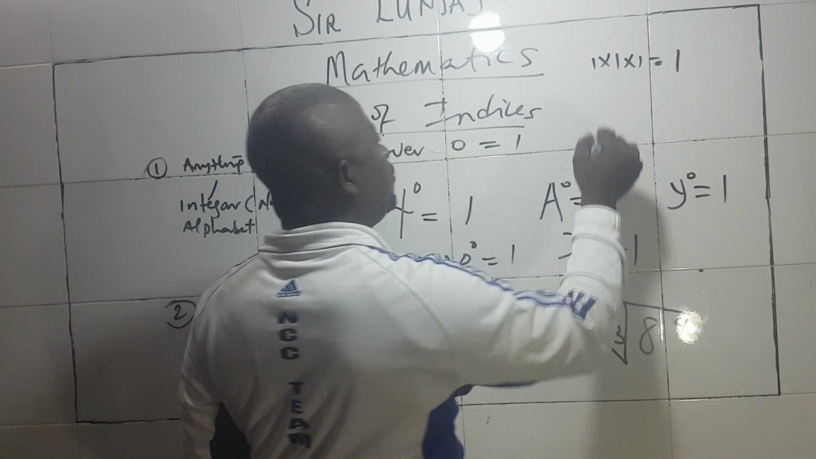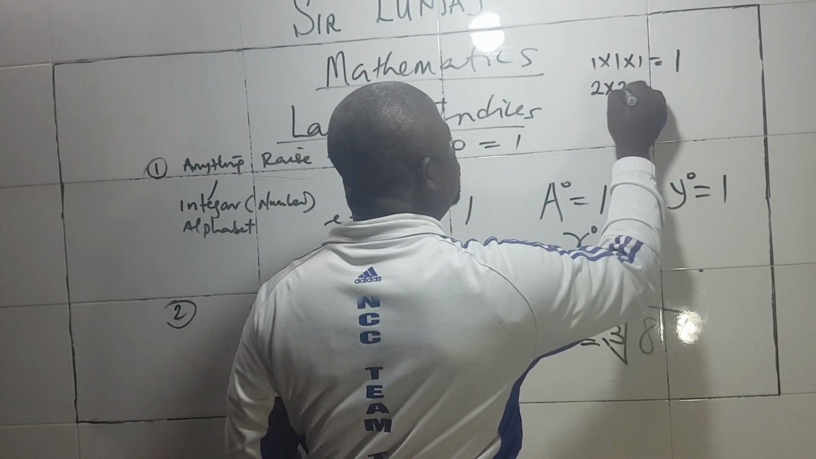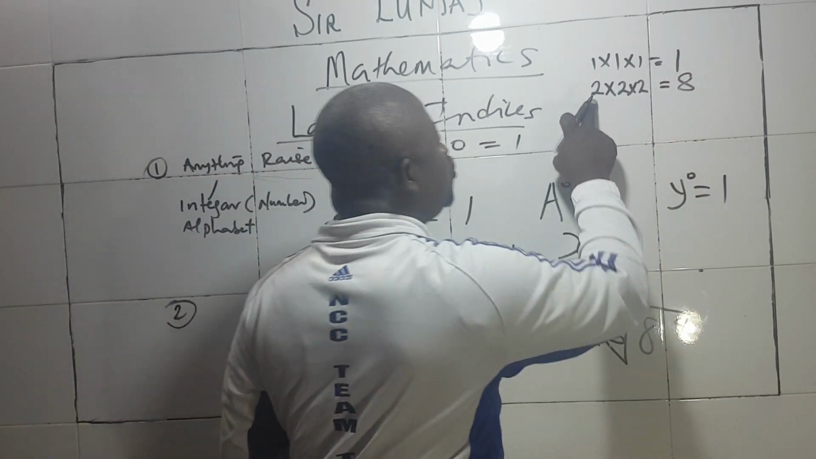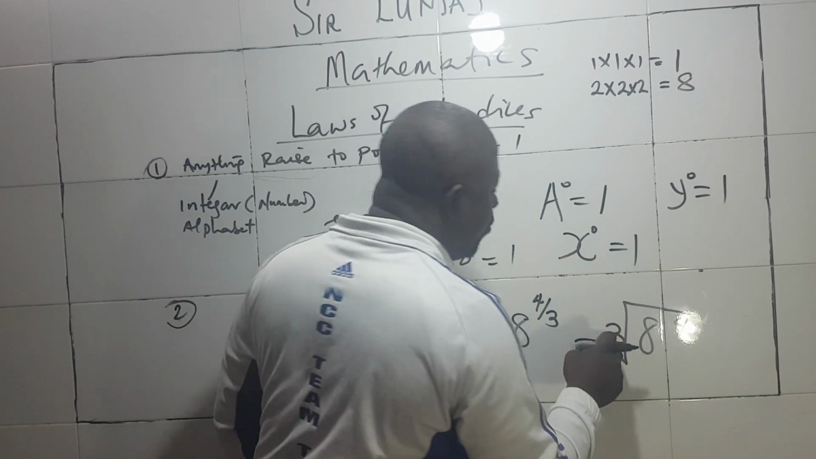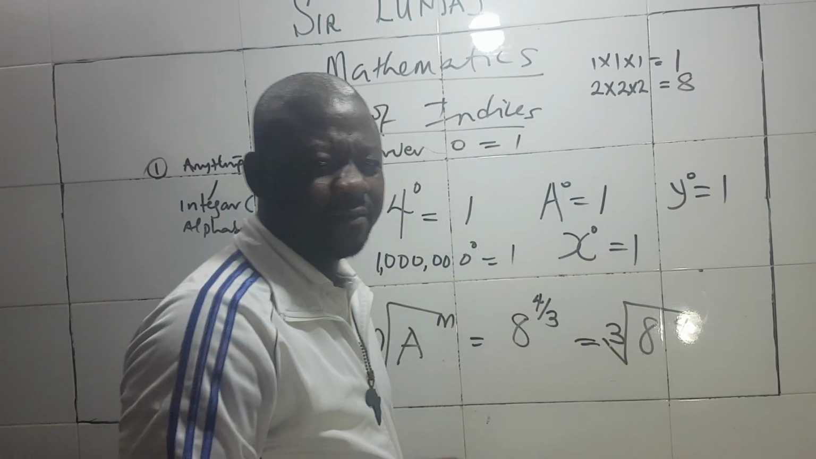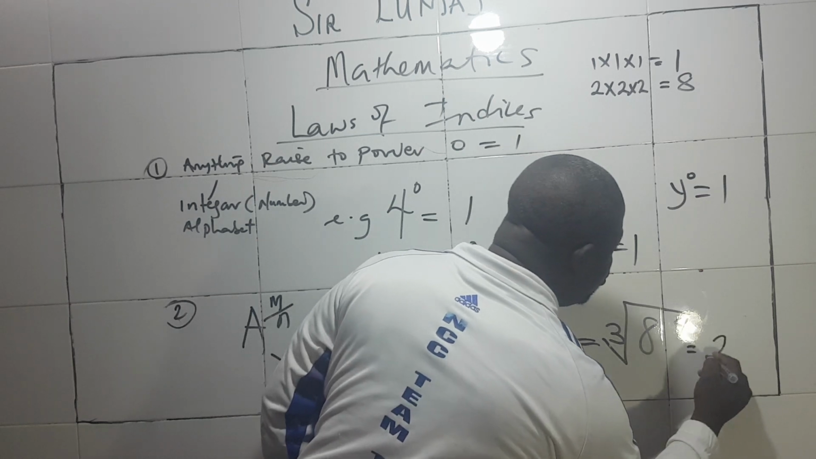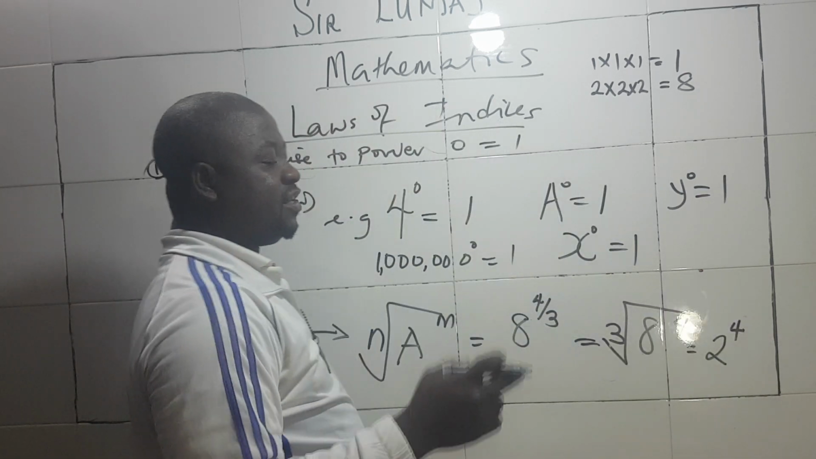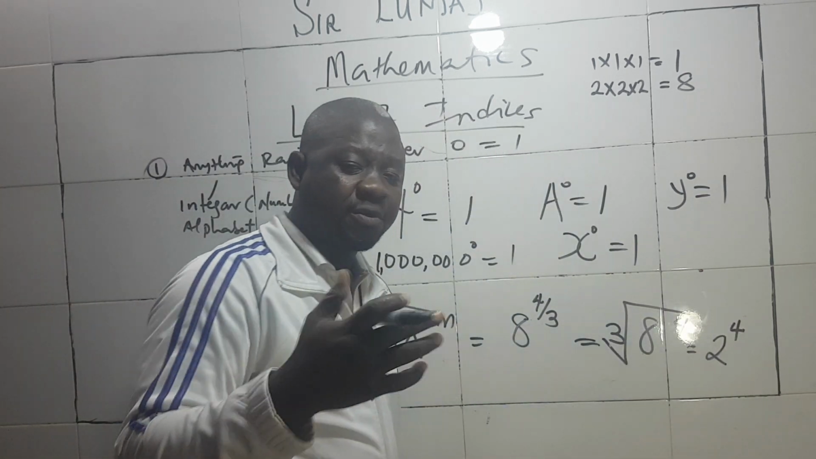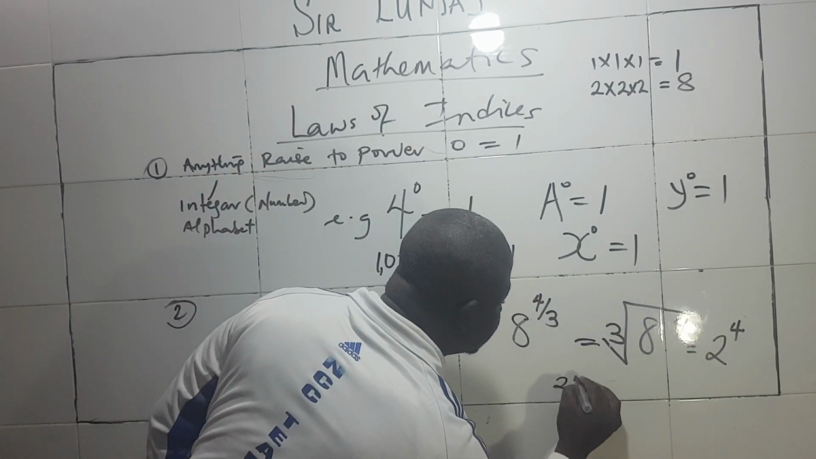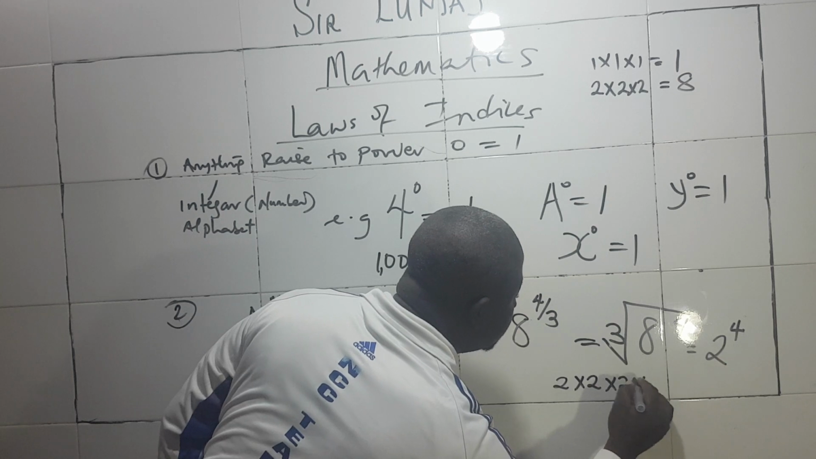Go to the next integer, which is 2. 2 times 2 times 2 is equal to what? 8. So it means that 2 is the number that will multiply itself 3 times to give me 8. So the answer will now be what? 2 raised to power 4. It means that 2 should multiply itself in 4 places, so that you now have 2 times 2 times 2 times 2.